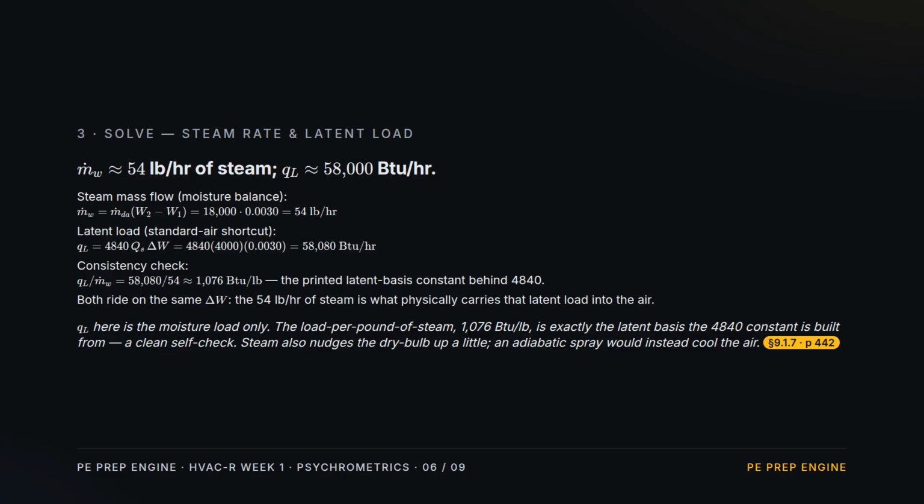Solve. The steam rate is the moisture balance, 18,000 times 0.0030, 54 pounds an hour. The latent load is 4840 times 4,000 times 0.0030, about 58,000. And the load per pound of steam works out to the handbook's own latent basis, a clean consistency check. Both ride on the same humidity change. The 54 pounds of steam carries that latent load into the air.